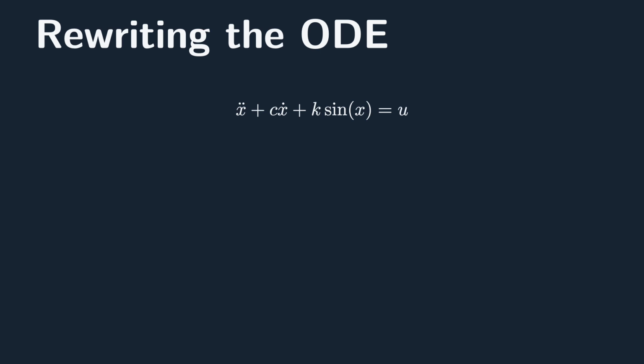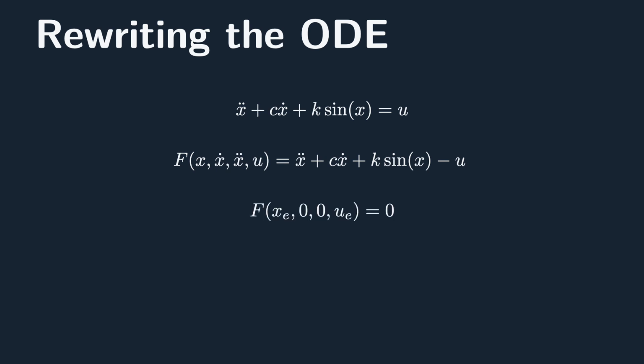To prepare for the linearization step, it is useful to write the ODE as a single expression equal to 0. We move everything to one side and then call the left-hand side f. So f of x, x dot, x double dot, and u equals x double dot plus c x dot plus k sine x minus u. At the equilibrium point, x equals x sub e, x dot equals 0, x double dot equals 0, and u equals u sub e.